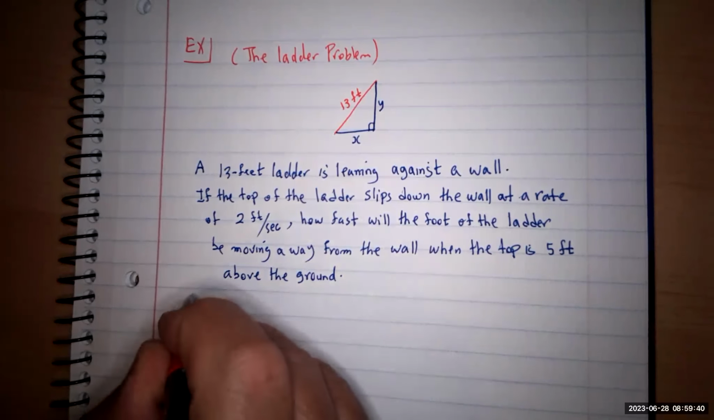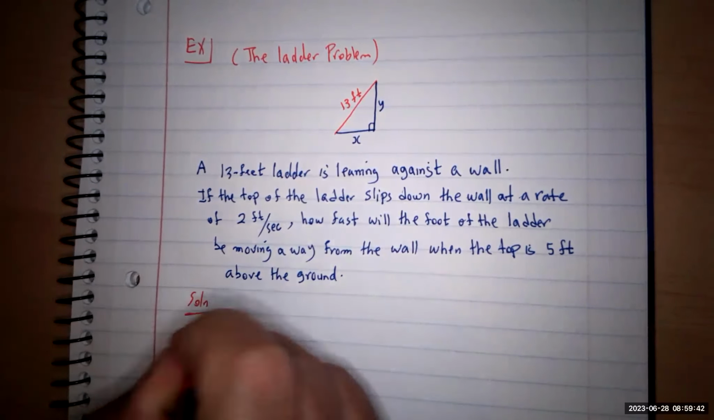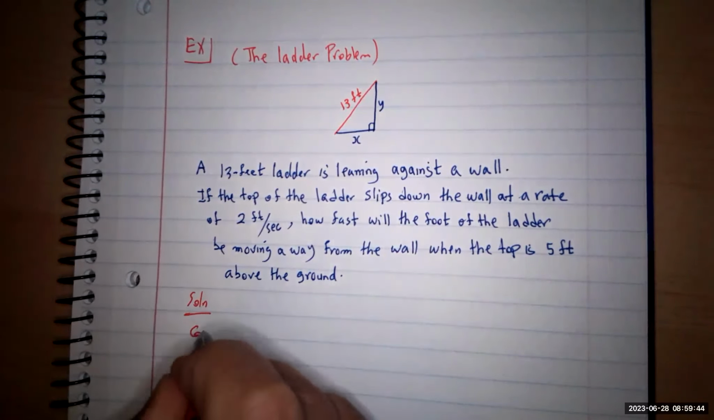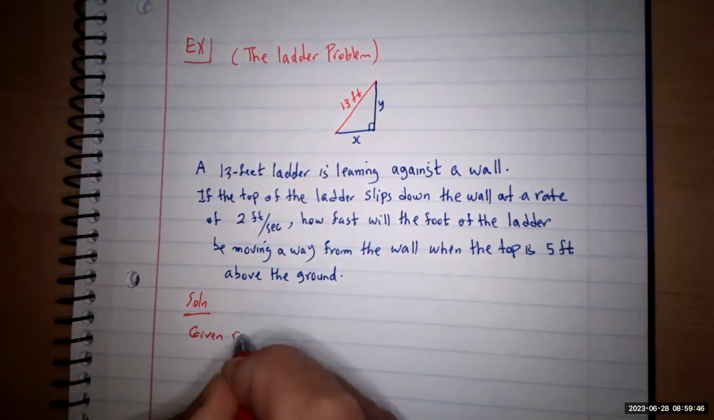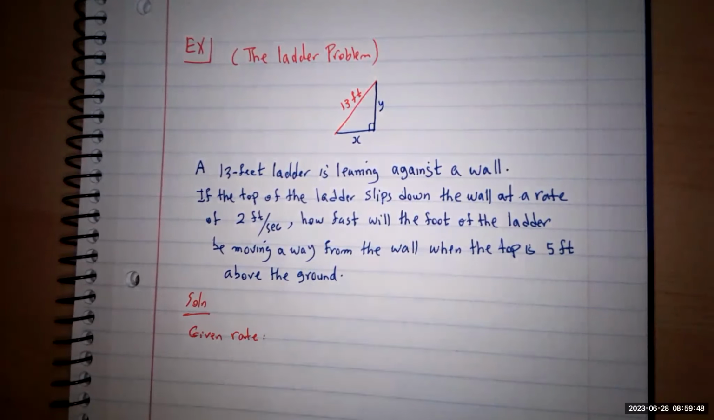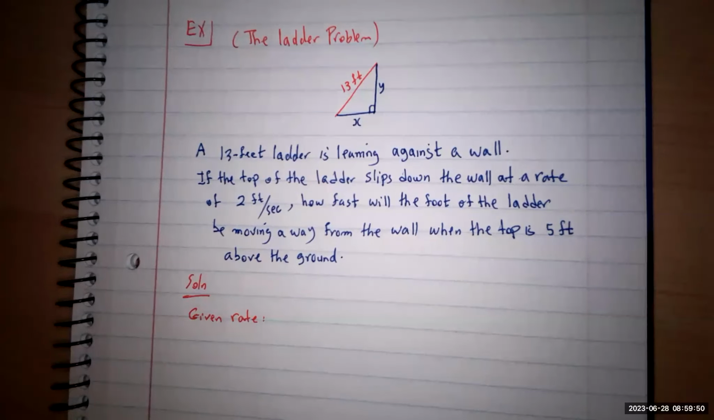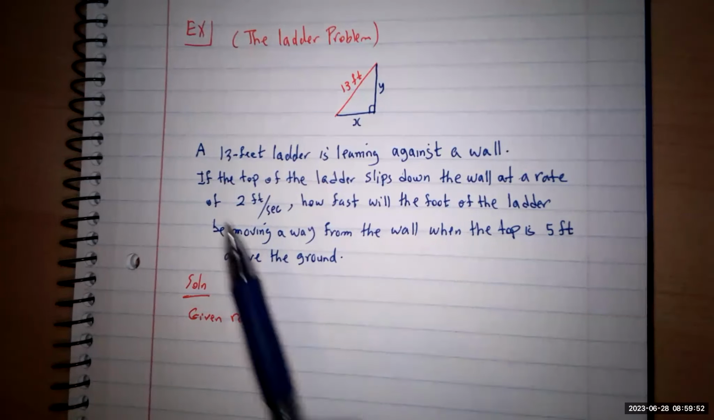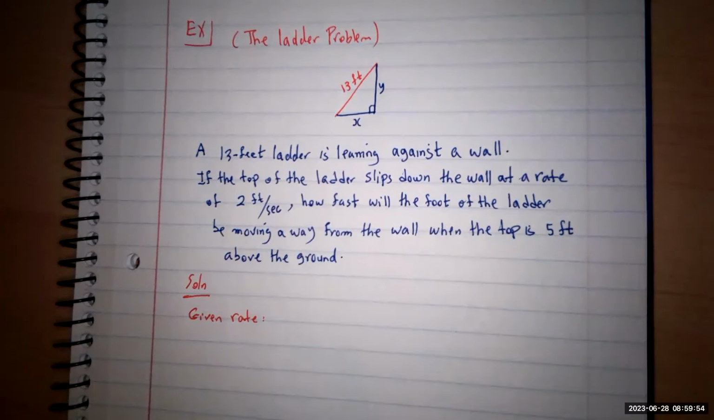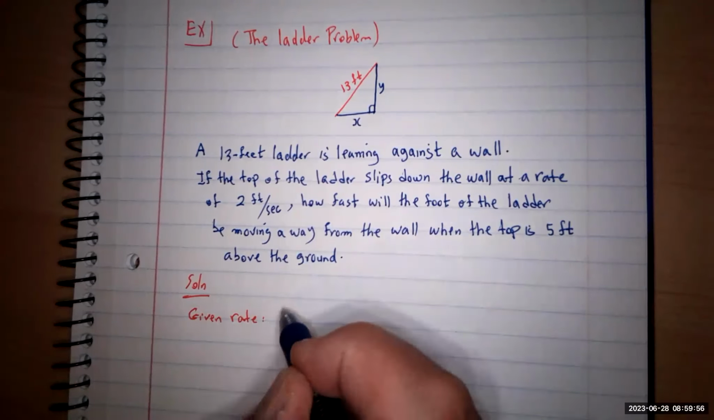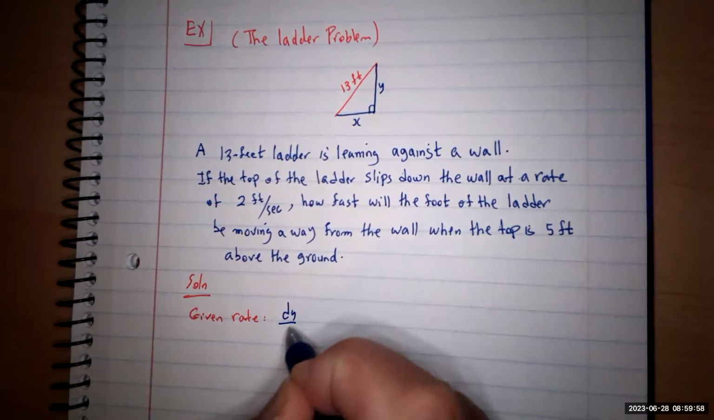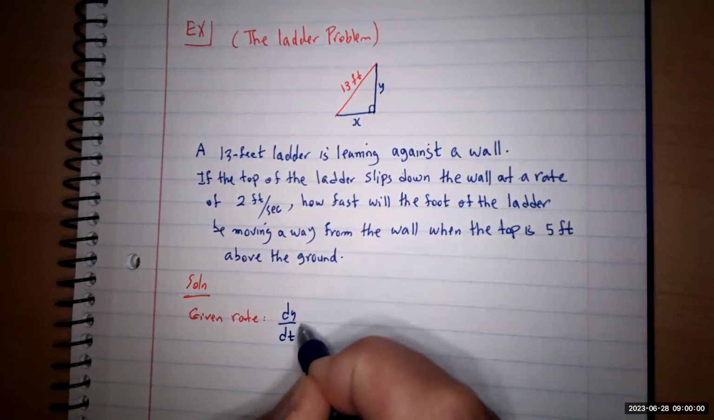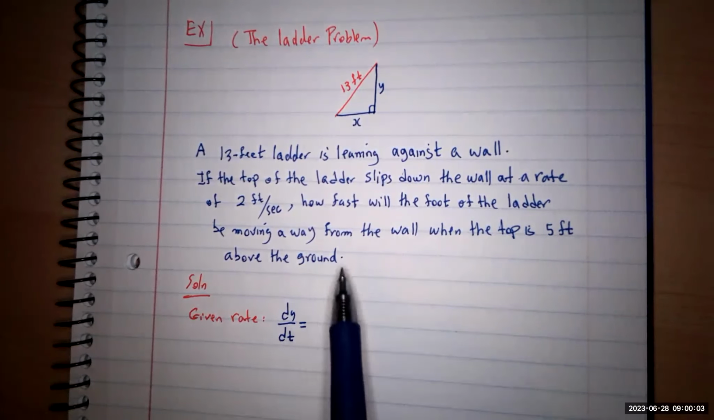So, the solution in this case: one rate is given, so be careful. If they talk about the top, it's dy/dt; if it's the bottom, it's dx/dt. The rate of the top is given to you. So it's going to be dy/dt, and they give 2 feet per second.